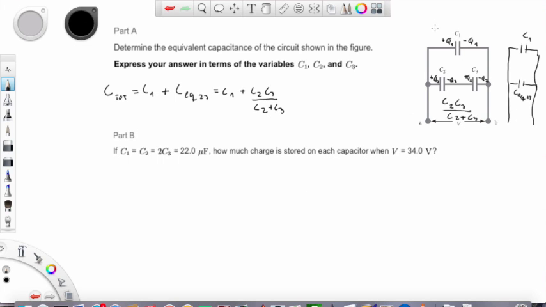The other thing that we know is that when we have this potential difference between these two points, the same potential difference is here, and this branch is no different, also here.